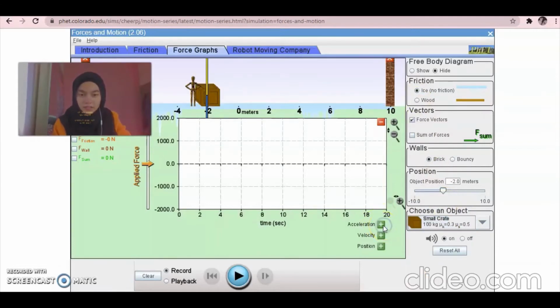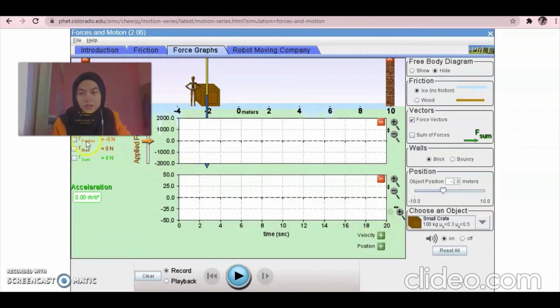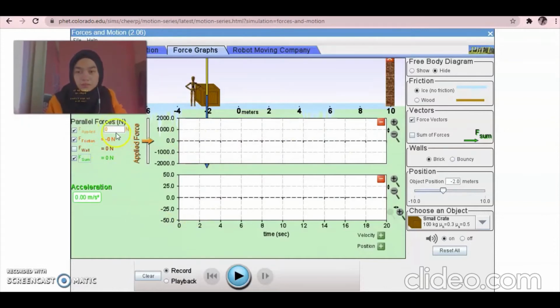Acceleration graph is added. I also tick force friction and force sum to get the data for these two values. After all the parameter settings have been set, we enter the data for the force applied for this simulation. For the first data, we use 500 Newton. After entering the force applied, press the play button to begin the simulation.